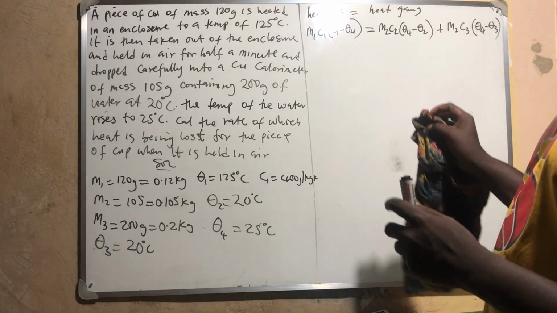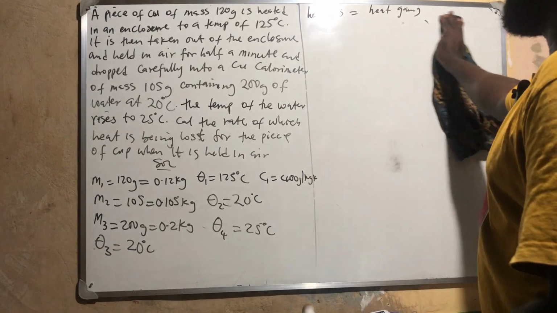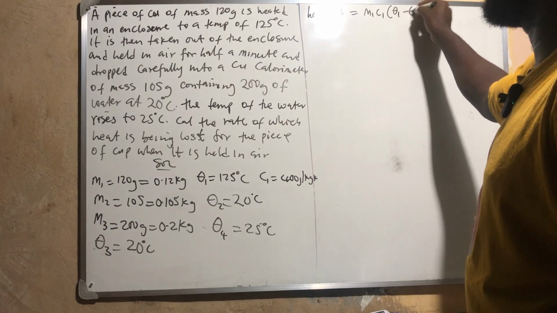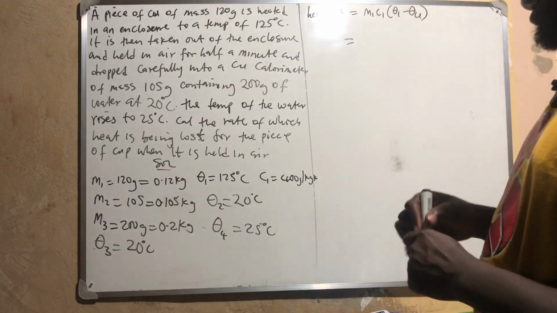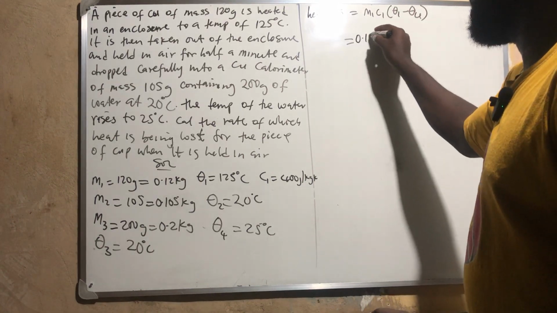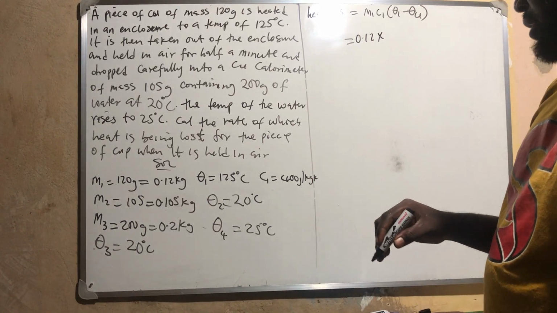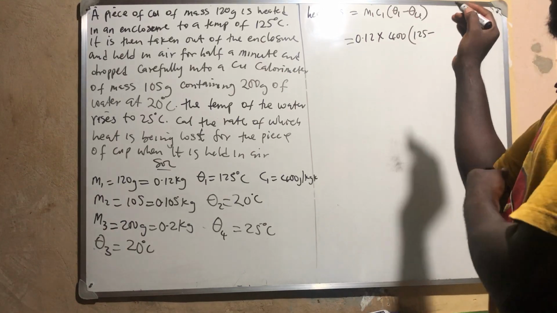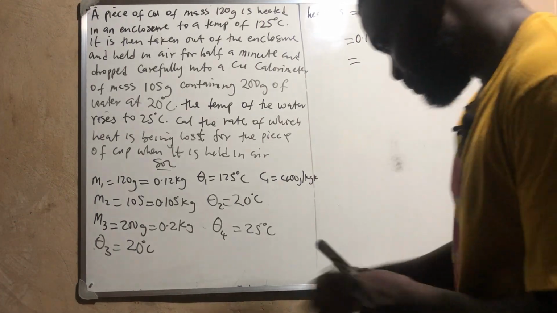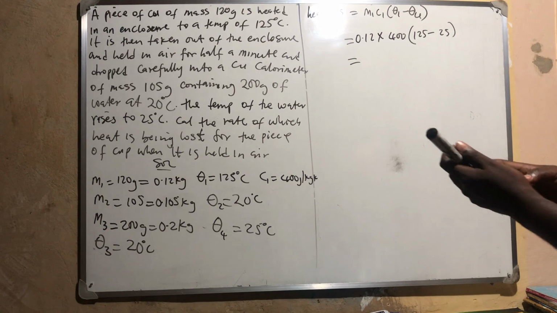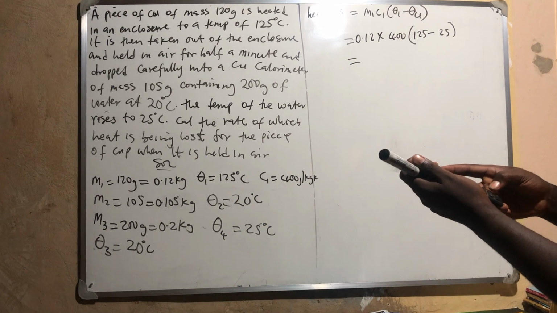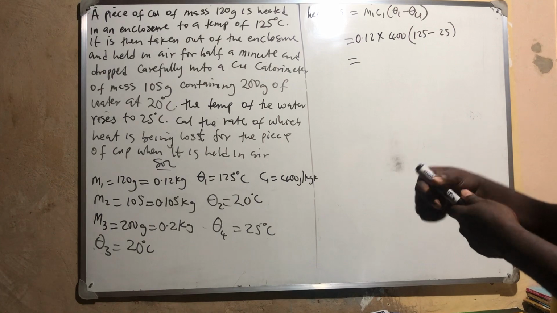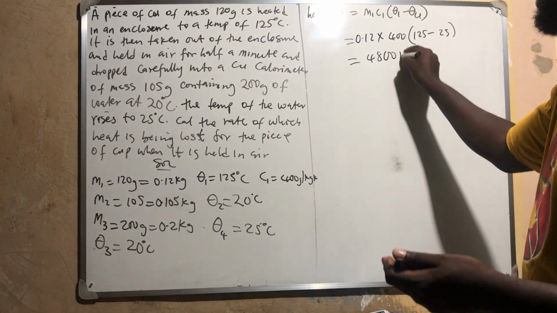That is normally if you ignore anything. But I want to first of all get the heat loss. Let's get it one after the other. Heat loss is equal to M1 C1 theta 1 minus theta 4. My M1 is 0.12 times my C1, which is 400, in bracket of theta 1, which is 125, minus theta 4, which is 25. So I'm going to have 0.12 times 100 times 400, which is 4800 joules. This is my heat loss.